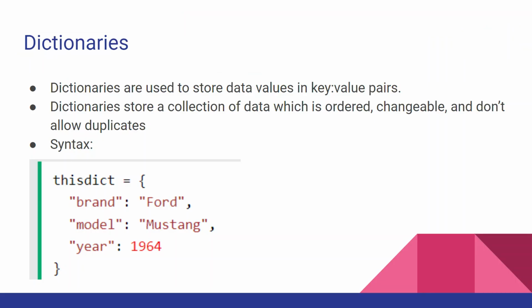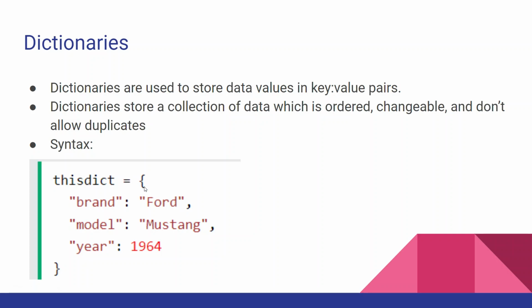Now let's talk about dictionaries. So what are dictionaries? Dictionaries are similar to lists. However, in this case, we access dictionary values based on their keys. So what do I mean by keys? Let's look at this example of a dictionary.